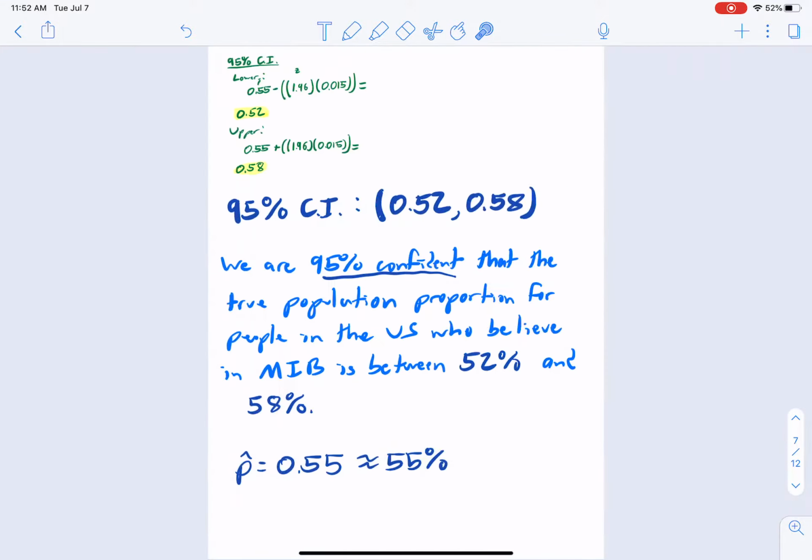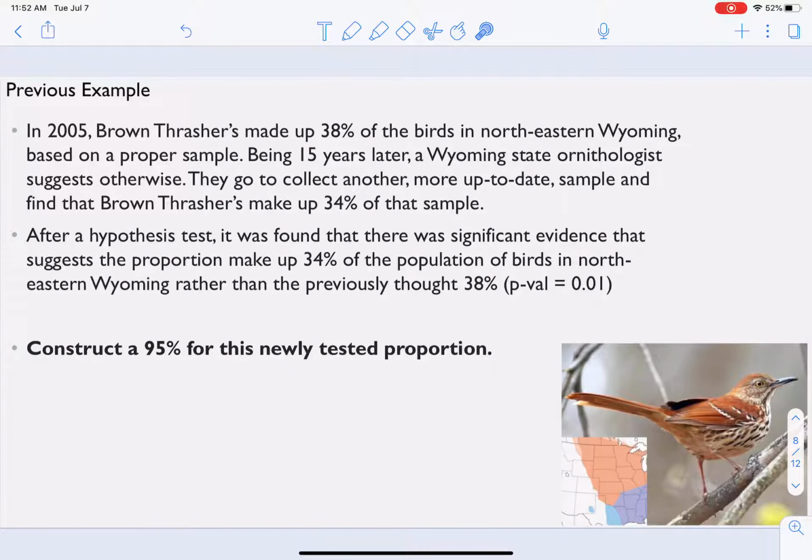But the typical scenario is that you do a hypothesis test, find evidence against the null hypothesis, whatever that may be, and then based on that new sample that you got, based on whatever summary statistic you're testing, that's when you would go and make a 95% confidence interval to figure out the actual true population value, or close to the true population value, okay? So in this previous example, we've already done this, right?